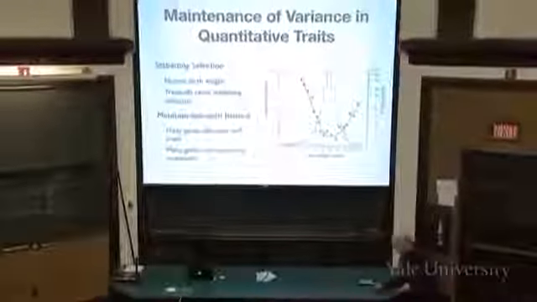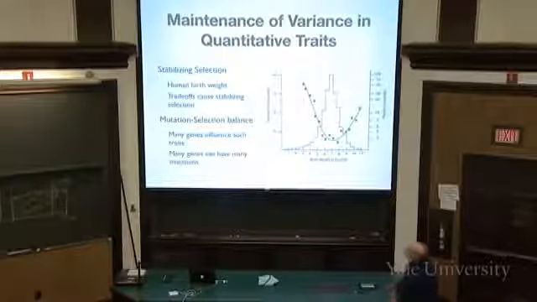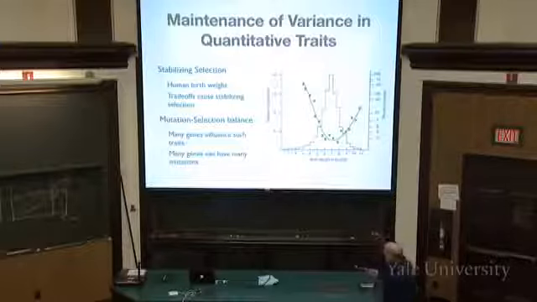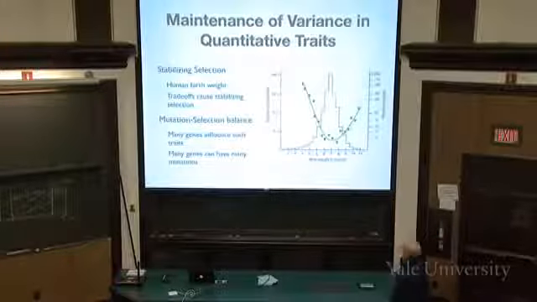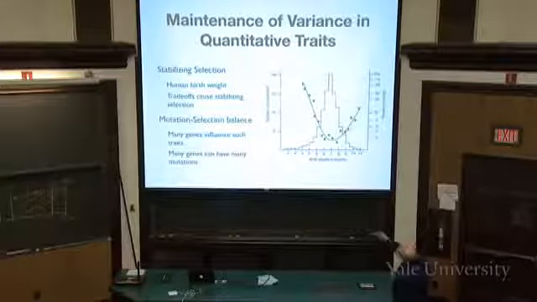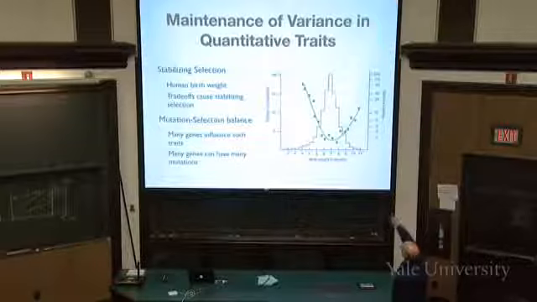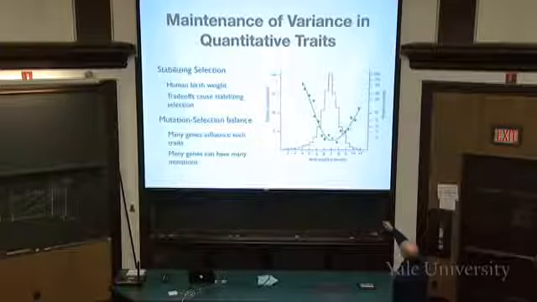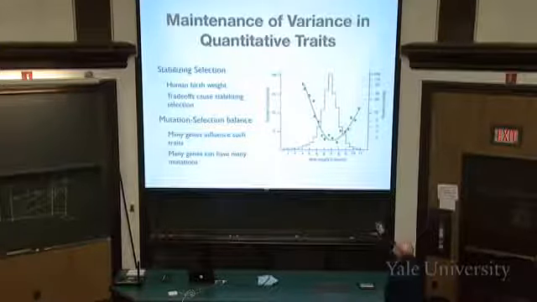If we look at quantitative traits, such as birth weight, here's a classical example. This is for babies born in the United States in the 1950s and 1960s. And this is the percent mortality for babies of different weights. You can see that there's stabilizing selection that's operating to stabilize birth weight right at about 7 pounds. And there's variation around it.